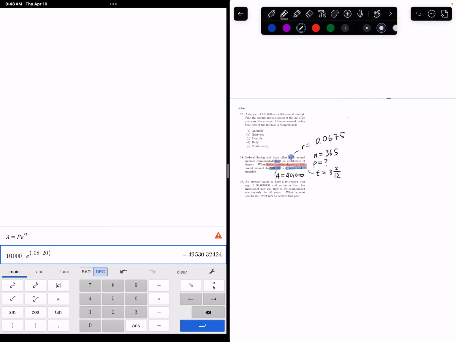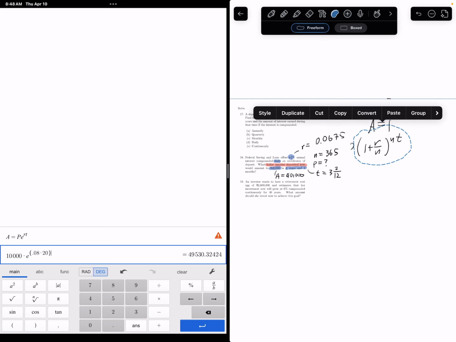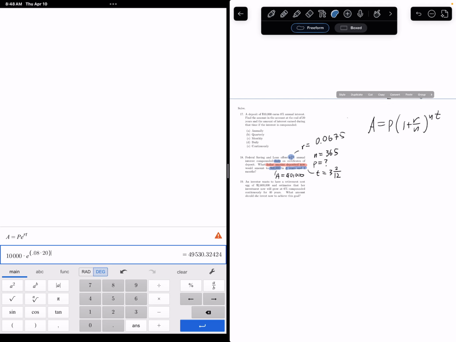And okay, now let's take our original equation here. P times (1 plus R over N) to the NT. And now we want to solve it for P, right? So how do I solve it for P? Well, I just take this and divide it by all of that. So think about it like this. It's like I'm taking A and just dividing it by all that, without the P, sorry.